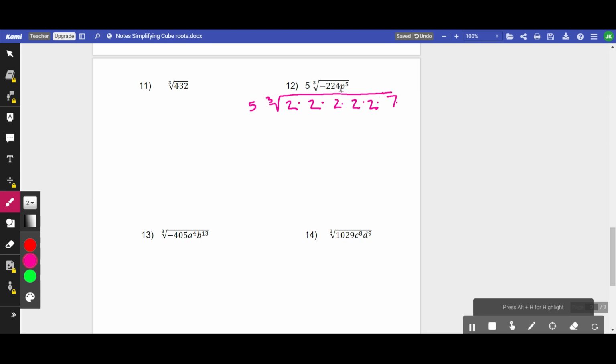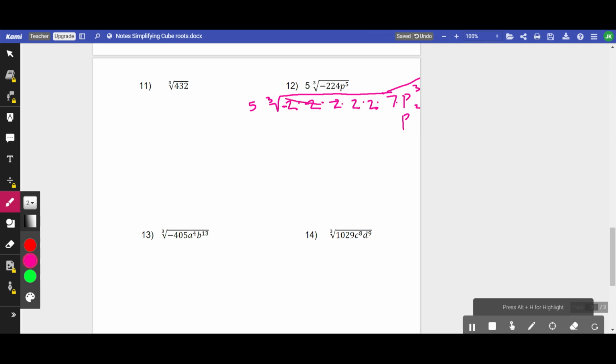And then remember for the variables, you want to be able to divide the exponent by 3 here. So you can rewrite this as p to the 3rd and then another p squared. And then to take care of the negatives here, you're going to need 3 negatives inside, because a negative times a negative times a negative will give you the negative that you wanted. And then you wouldn't need any more inside because it's already taken care of.